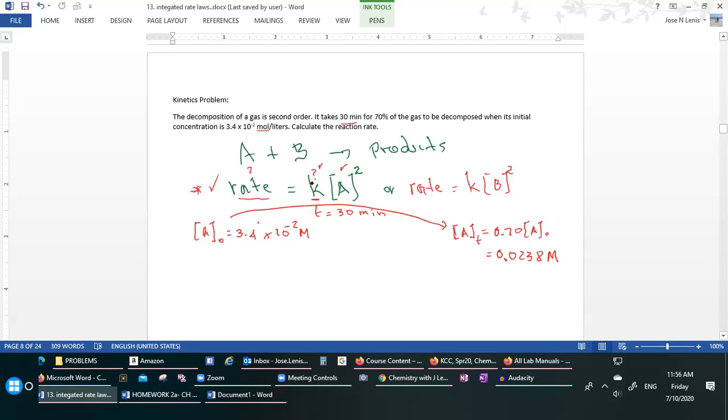So that means in math, there's a rule that says if you have two unknowns, variables, that means you need two equations to solve to find the unknowns. So this is our first equation, we need a second equation. What equation will you use? You will use the integrated second order, of course. Integrated rate law.